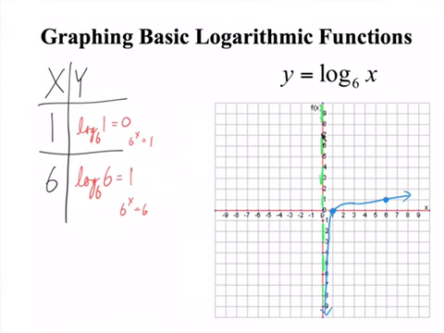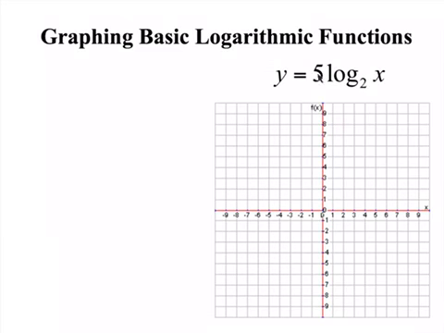So you always have an asymptote at 0 because you cannot put in zeros or negatives. And then you plug in 1 and the base. And you've got 2 dots and you can graph. So for this one, I'm going to plug in 1 and the base. And won't this 5 do a vertical stretch? So watch what happens. I'm going to plug in 1 and the base.